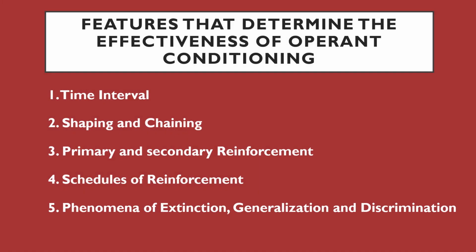The features that determine the effectiveness of operant conditioning are: the first one is time interval. The time interval between the response and the stimulus should be short rather than long. The shorter the interval between the response and its consequences, the more efficient is operant learning. If the reinforcement or the punishment follows the response immediately, then learning is more quick and efficient. Delayed reinforcement or punishment retards the learning.